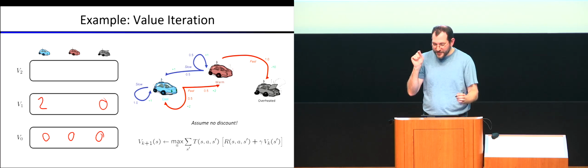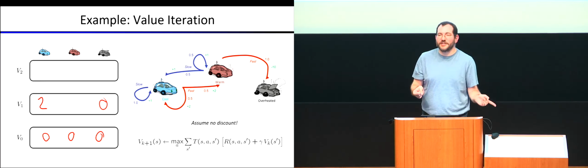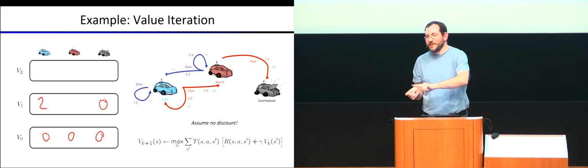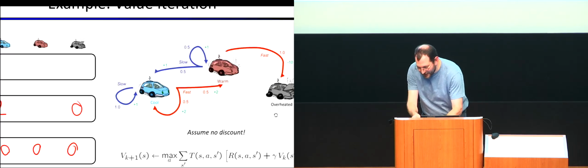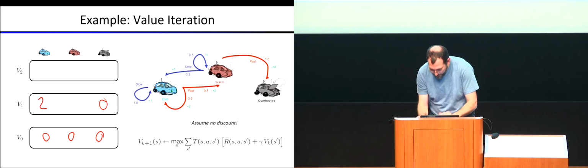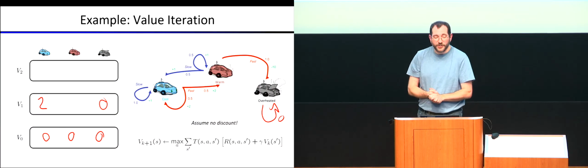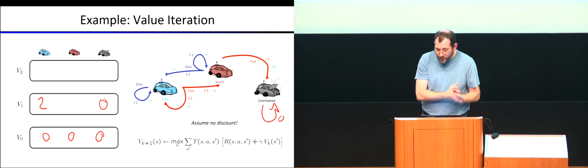Excellent question. If you are in the state overheated, no, you don't get a minus 10. You get a minus 10 as you transition into that state. In that state, you can imagine there's a little loop here that says 0. Yeah, it's a great question. Okay, so if you're in cool, you get 2.